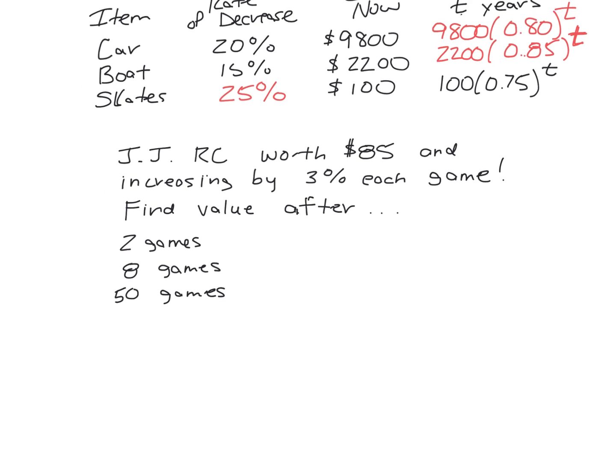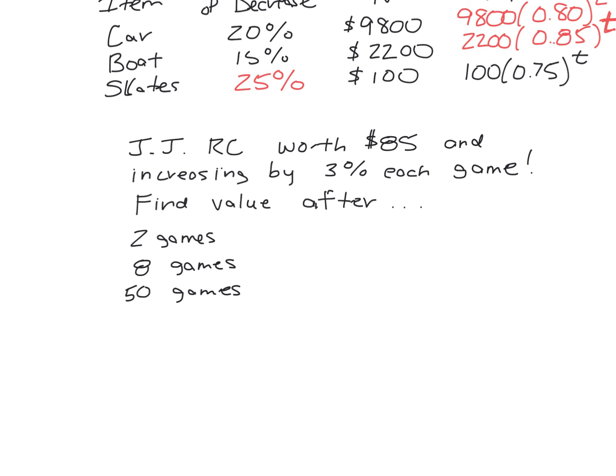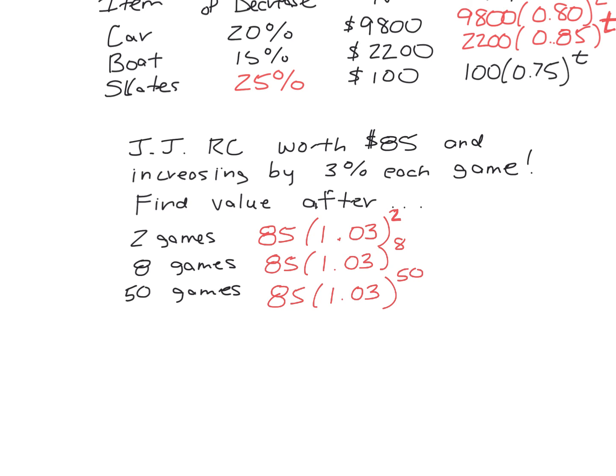So an example of this, if I got a Justin Jefferson rookie card who's on a tear, it's worth $85 right now. It's increasing by 3% each game. Find the value after 2 games. Well, original amount is 85. If it's increasing by 3%, it'd be 1.03 to the second power. So after 8 games, I would take 1.03 to the 8th power and multiply by the original amount, which is 85. And after 50 games, I would take 85 times 1.03 to the 50th power to find the value of that rookie card.